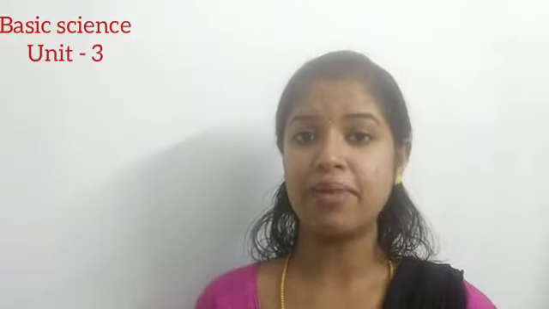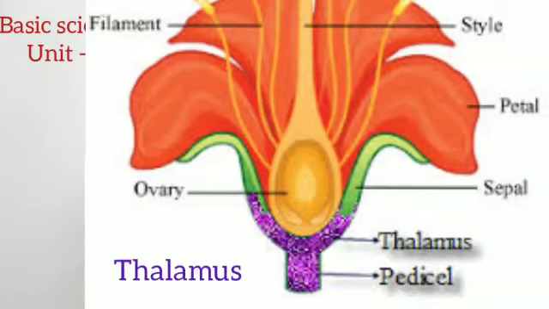Then thalamus is the down part which holds the different parts of the flower. All the parts which I have discussed now, this thalamus will hold the parts so that they will stand straight. So it holds the different parts of the flowers.